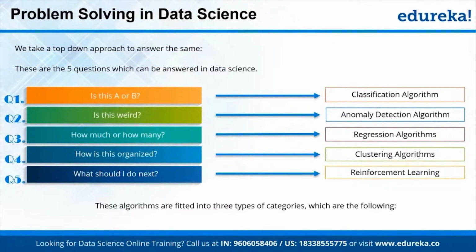Now let's say someone is saying, tell me if this is A or B, then you need to go with classification. And if someone is saying, is this weird, then anomaly detection. How much or how many? We talked about the loan scenario, where if the calculator says yes, the person should be given the loan, then you also need to find out how much loan should be given. That's where the regression algorithm would come into the picture.